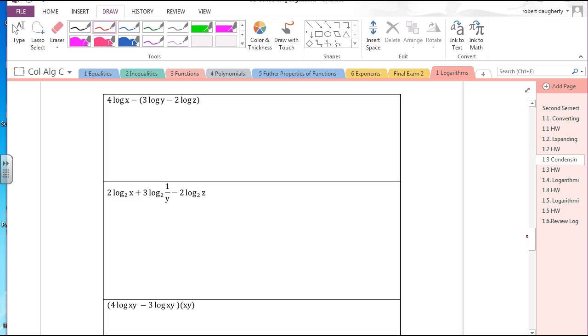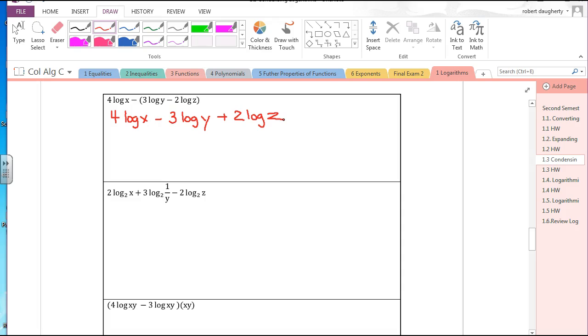Continue on. They get easier as we go, so we'll keep on going here. So let's look at this one. One of the first things I want to do is I don't want to let those minus signs confuse me in that parentheses. So why don't I distribute this negative sign and see what I have? So 4 log x minus 3 log y, and then what? Plus 2 log z. Okay?